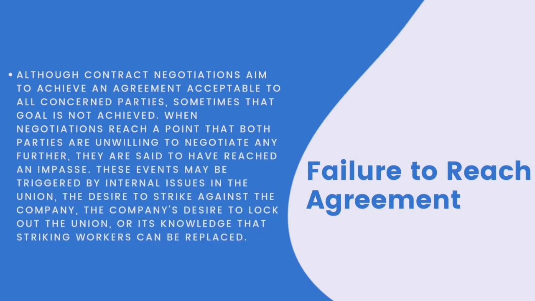Failure to reach agreement. All contract negotiations aim to achieve an agreement acceptable to all concerned parties. Sometimes that goal is not achieved. When negotiations reach a point where both parties are unwilling to negotiate any further, they are said to have reached an impasse. These events may be triggered by internal issues in the union, the desire to strike against the company, the company's desire to lock out the union, or its knowledge that striking workers can be replaced.